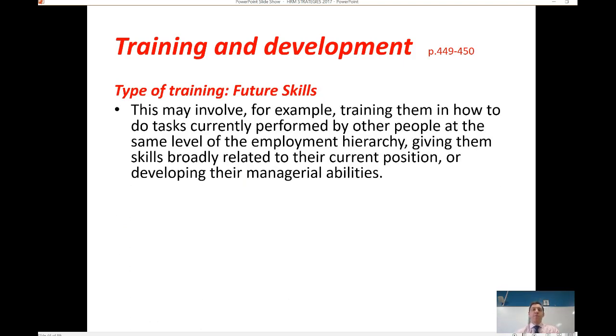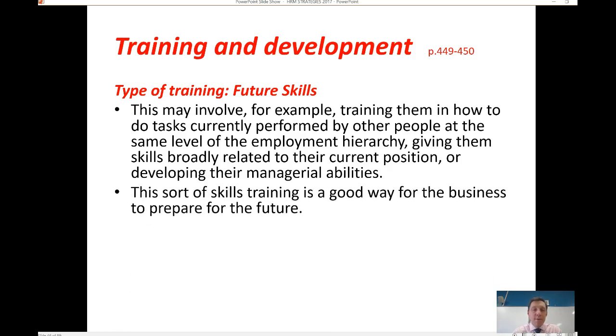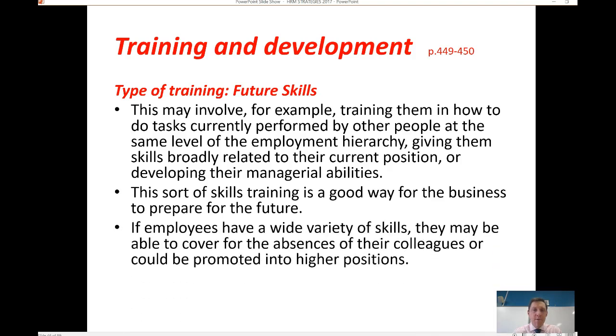In terms of training them for future skills, that may involve training them in how to do tasks currently performed by other people at the same level, giving them skills broadly related to their current position. That sort of skills training is a good way for the business to prepare for the future. So recognising the skills that person's going to need down the track, 12 months, 18 months time, and training them for it now.